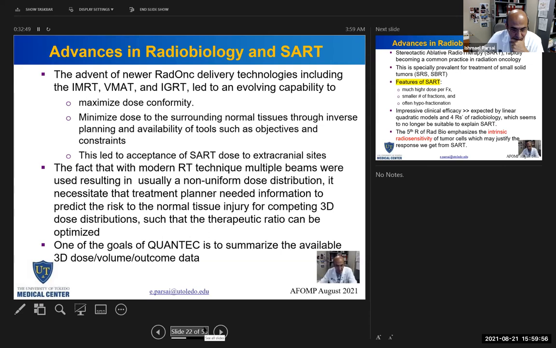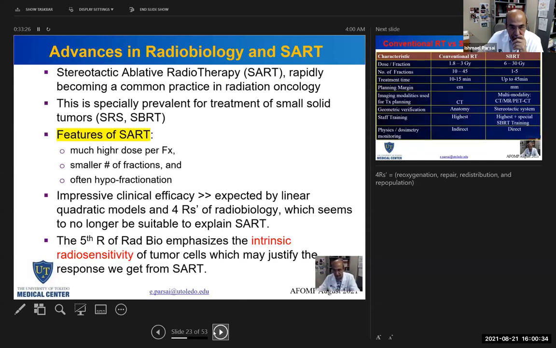With modern radiation therapy technique, multiple beams are used and usually result in a non-uniform dose distribution. It necessitates the treatment planner to get information to predict the risk of normal tissue injury from computing the 3D dose distribution, such that the therapeutic ratio can be optimized. One of the goals of QUANTEC was to summarize the available 3D dose volume outcome data for all of the sites. And we've been using that information since about a decade ago.